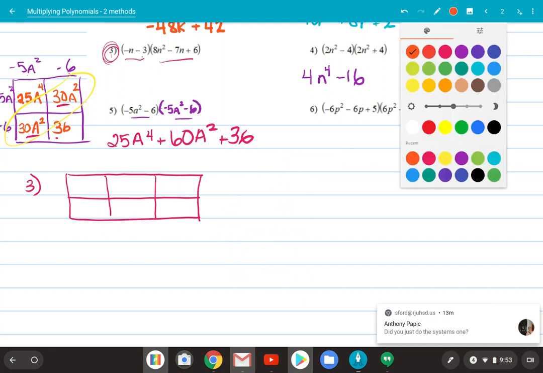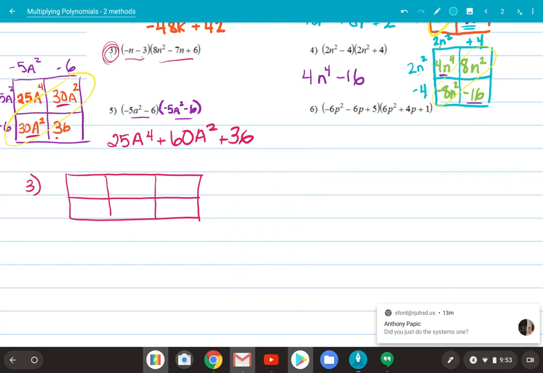Oops, that won't show up very nicely. So we're going to take the negative n minus 3, and then the 8n squared minus 7n plus 6. And we're going to multiply the ones that meet. So this one, 8n squared times negative n. I'm going to get negative 8n to the third, because n squared times n to the 1, 2 plus 1 is 3. Now we're going to go negative 7n times negative 1, 7n squared, negative n times 6.